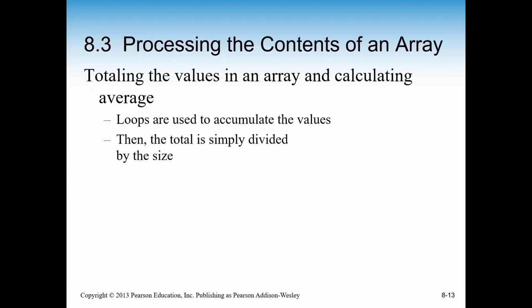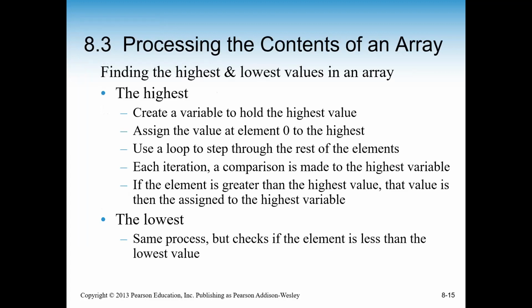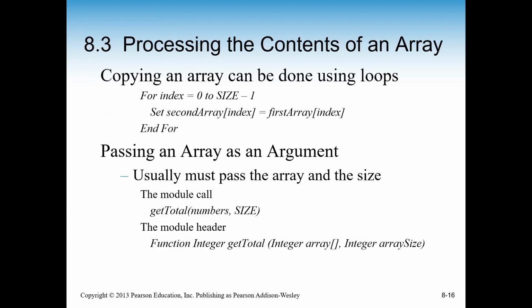We talked about totaling, using an accumulator to total the values that we have available, and averaging things. We went over the example of averaging, processing the contents of an array. We talked about highest and lowest, and we went over the Python code on how to find the highest and the lowest and the corresponding index for each one. Then we talked about copying an array. We will do more examples of these on Thursday.